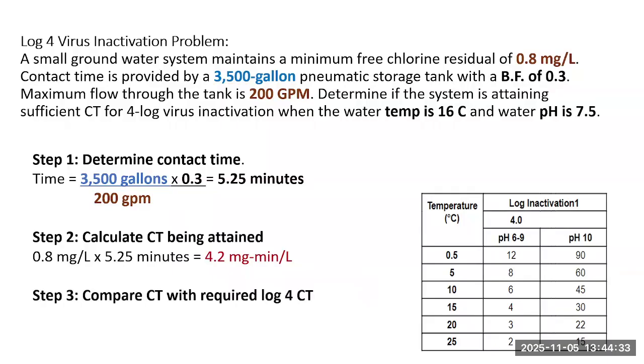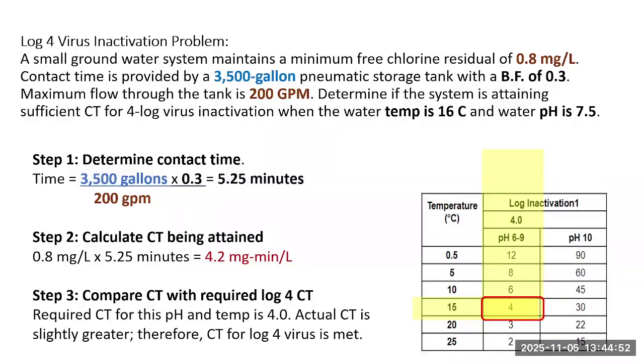Now we need to compare that with our table here. We have a pH of 7.5, so it falls in this column. We have a temperature of 16 degrees, so it falls on this row. That gives us the required inactivation of 4. So the required CT for this pH and temperature is 4. Actual CT is slightly greater, therefore CT for log 4 virus inactivation is met.